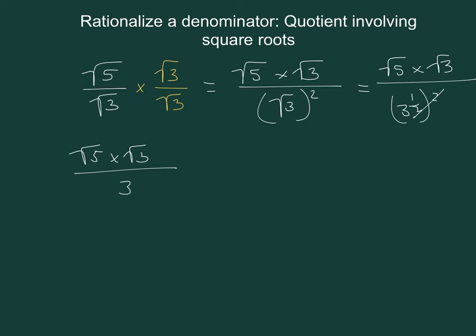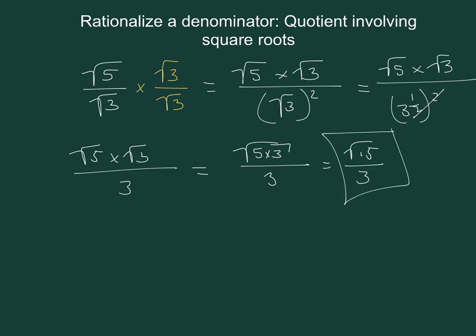Finally, the last thing we have to do is just multiply these two terms and keep them under a square root. Okay, so we're going to do square root of 5 times 3 all over 3, which is the square root of 15 over 3. And that's your answer. So let's say I did the square root of 3 over the square root of 7.